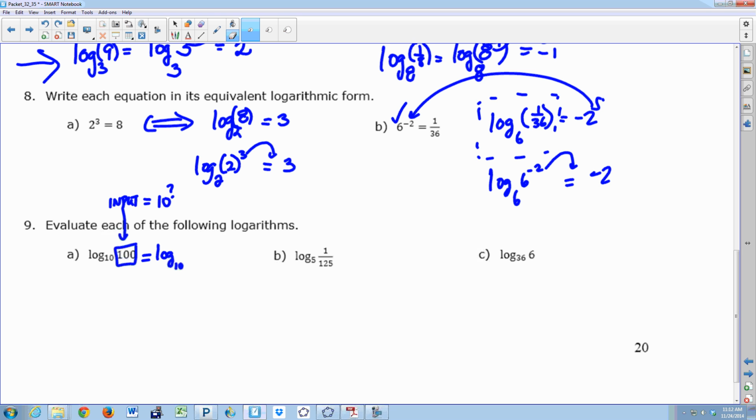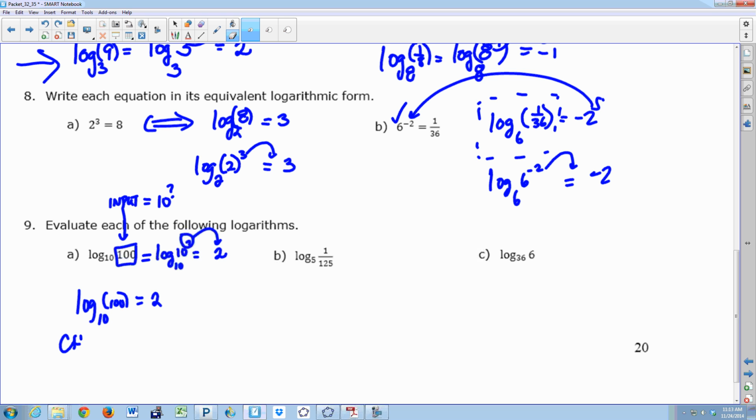What is it? 10 squared. So to get my answer, I lift off my exponent. Our bases are the same. Boom, there's my answer. Log base 10 of 100 is 2.